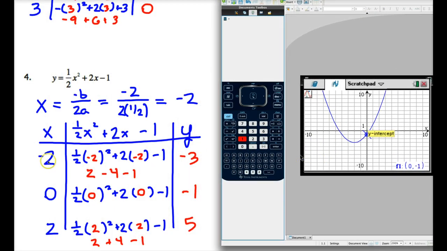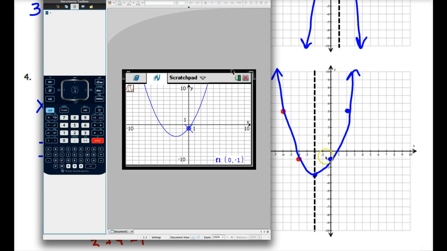So we found that our vertex was (-2, -3). Now that I've got this menu trace feature up, I'm just going to type in -2, and it's going to bring up this box, x equals -2. I'll type that in and hit enter, and it shows me that I have a point at (-2, -3), which looks like it's my vertex. I can then type in 0, hit enter, and it shows me I have a point at (0, -1), which is where our point here is.